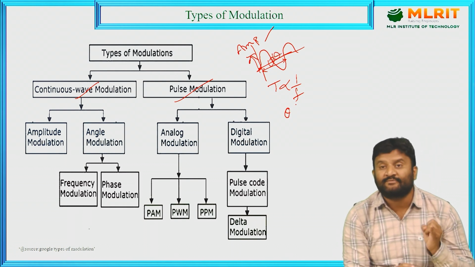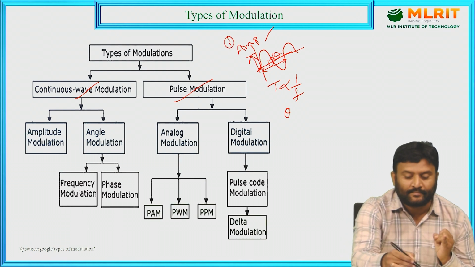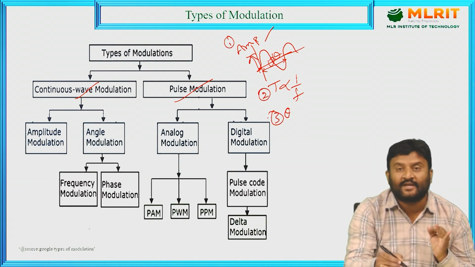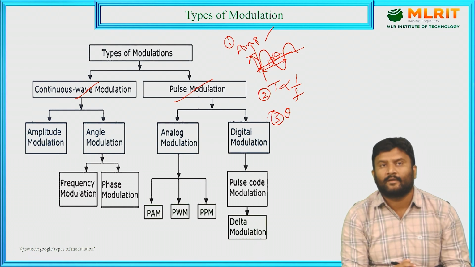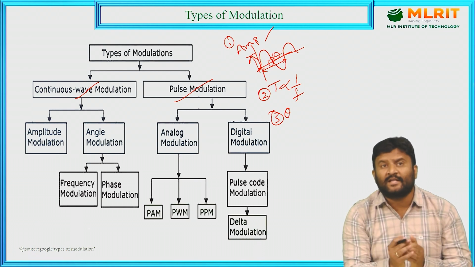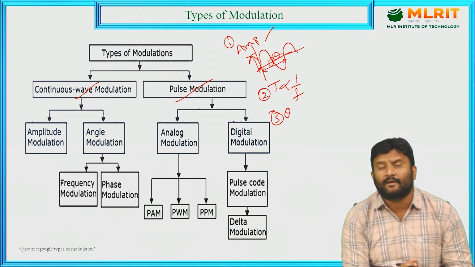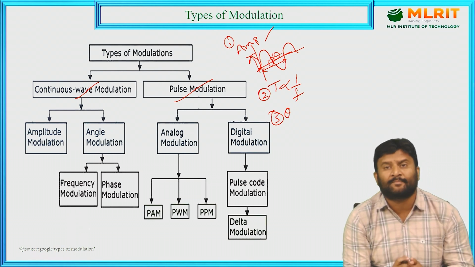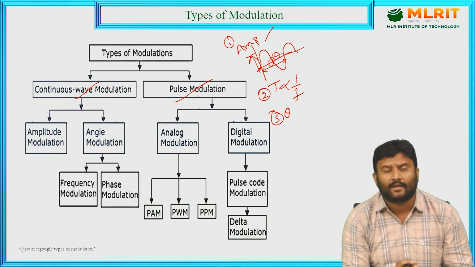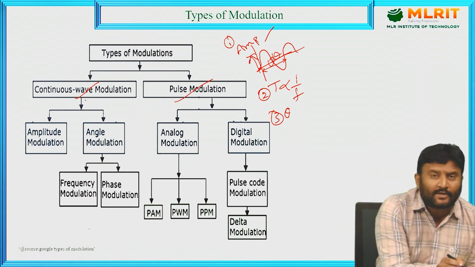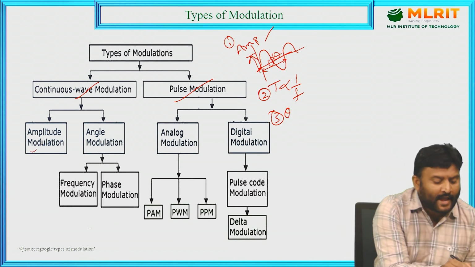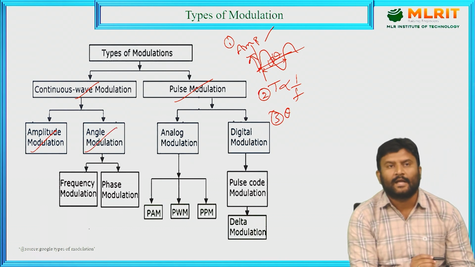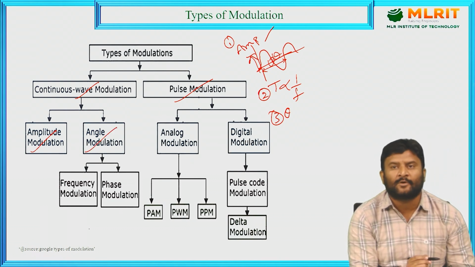The instantaneous values are amplitude, time period or frequency, and phase angle. With respect to this variation, the modulation can be categorized into continuous wave modulation and pulse modulation. Again, the continuous wave modulation can be categorized into amplitude modulation and angle modulation.